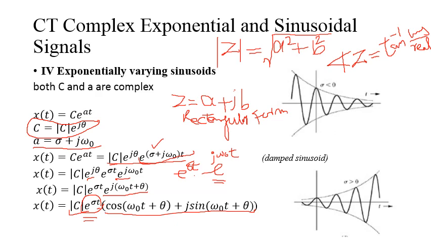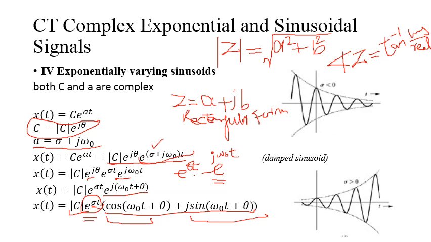Because we have two terms here, that is the real term, cos omega naught t plus theta, this is the real term, and j sine omega naught t, this is the imaginary term. So this factor is multiplied with both this one and this one. So that means if sigma is positive, this is an exponentially growing signal. So we have an exponentially growing signal multiplied by the real, and then we also have an exponentially growing signal multiplied by the imaginary, right?